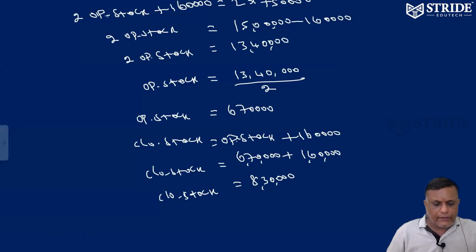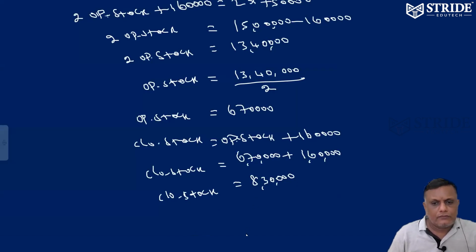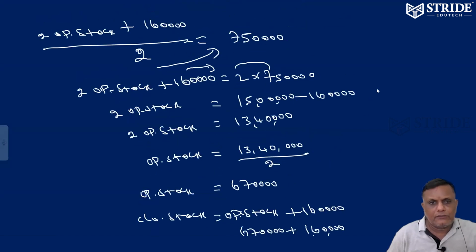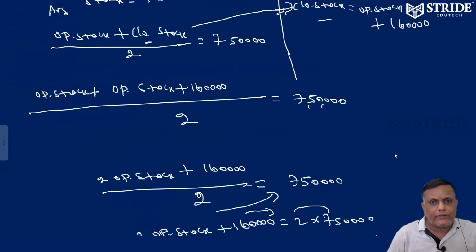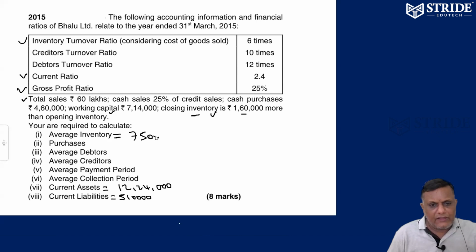Okay, let's go one by one through all the questions. So far, average stock is known: 7,50,000. Opening stock and closing stock are also known.